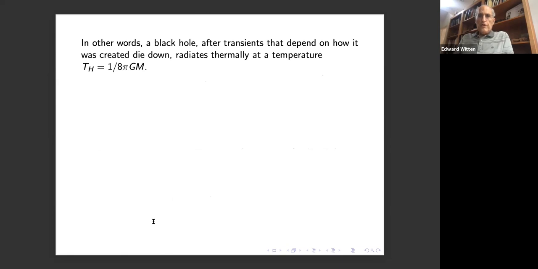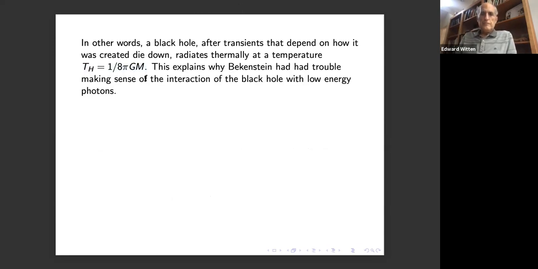So in other words, a black hole, after transients that depend on how it was created die down, radiates thermally at this Hawking temperature, 1/8 pi GM. That explains why Bekenstein had trouble making sense of the interaction of the black hole with low energy photons. He didn't know that the black hole was strongly emitting such photons.